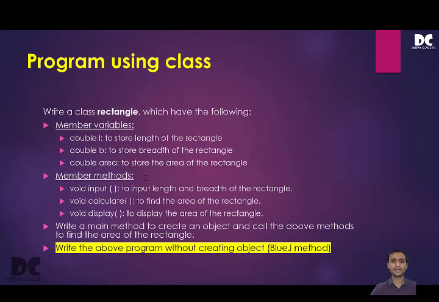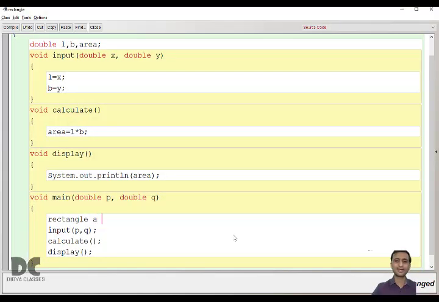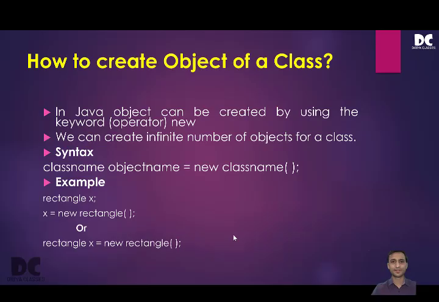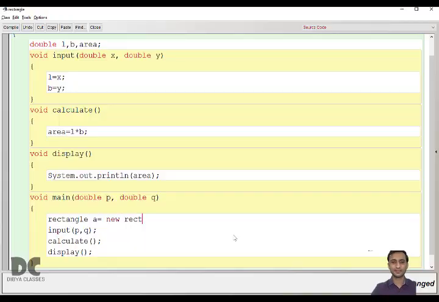In the question, no object name is mentioned. Sometimes it might say to take the object as ABC, then you have to take ABC. If it has not mentioned anything, you can take any object name according to identifier rules. So here we'll take A. Then we have new, and then again we write the class name, that is Rectangle. So this statement will create an object.